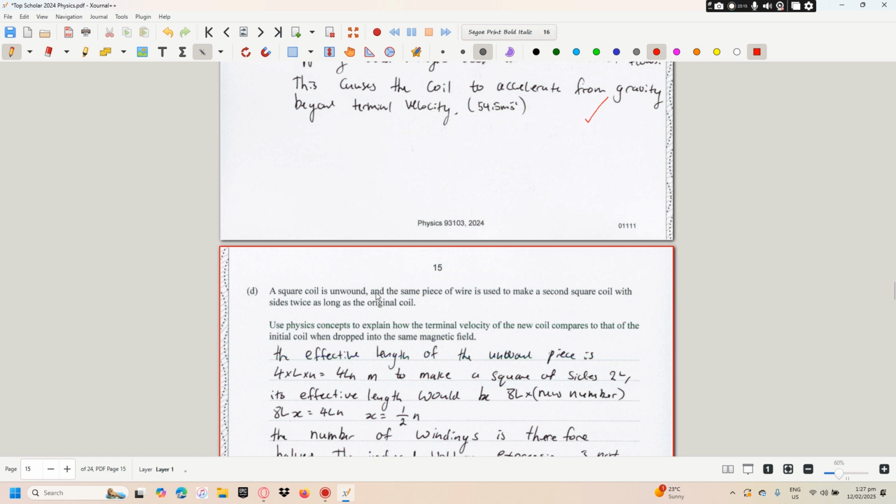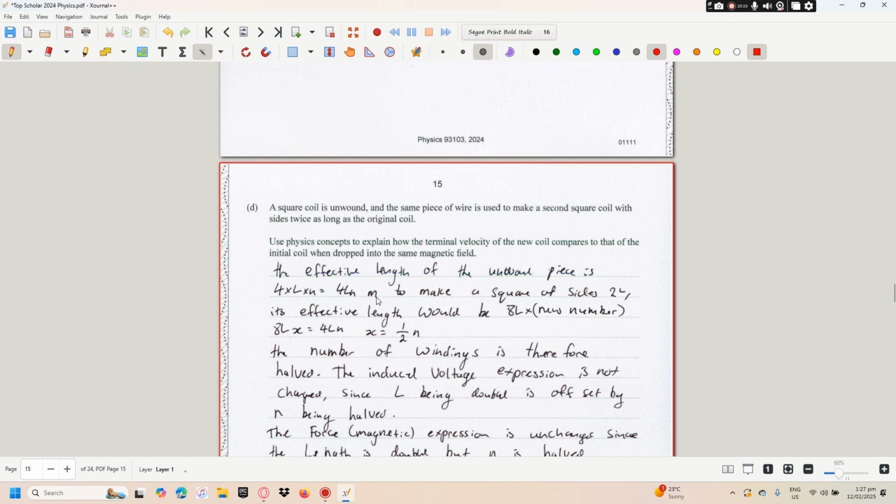A square coil is unwound. The same piece of wire is used to make a second square coil with side twice as long as the original coil. You've got to think a bit here. The effective length of the unwound piece is 4 times L times N, because it's a square with L side lengths. So you've got 4L, but then N windings, so 4LN. Now, if you want to make a square of sides 2L, the effective length would be 8L times the new number of windings. So 8LX equals 4LN, so X equals half N.